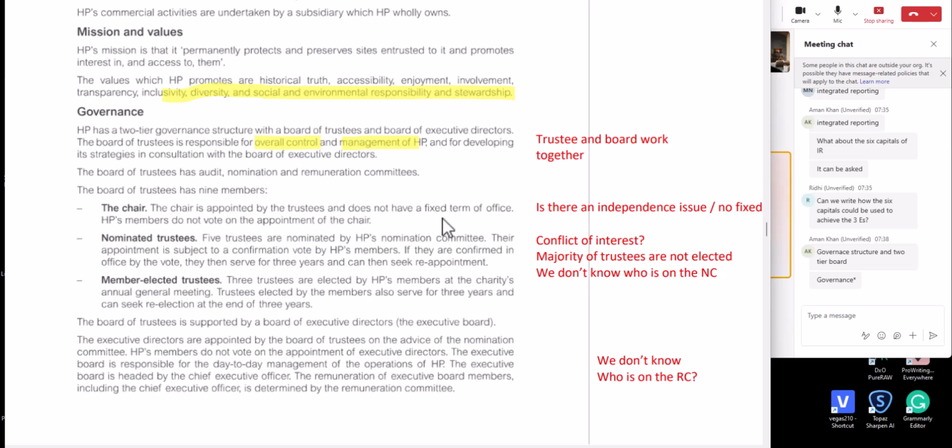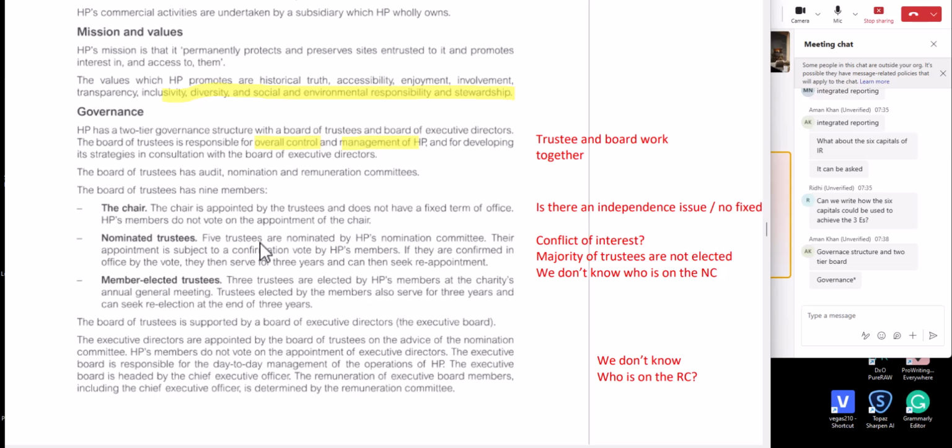So this chair is appointed without fixed term. So this chair is not chosen by the members, right? So that's a bit weird, right? So this chair goes on forever. Where's the accountability for the chair, right? It seems very weird that you've got this chair that lasts forever.